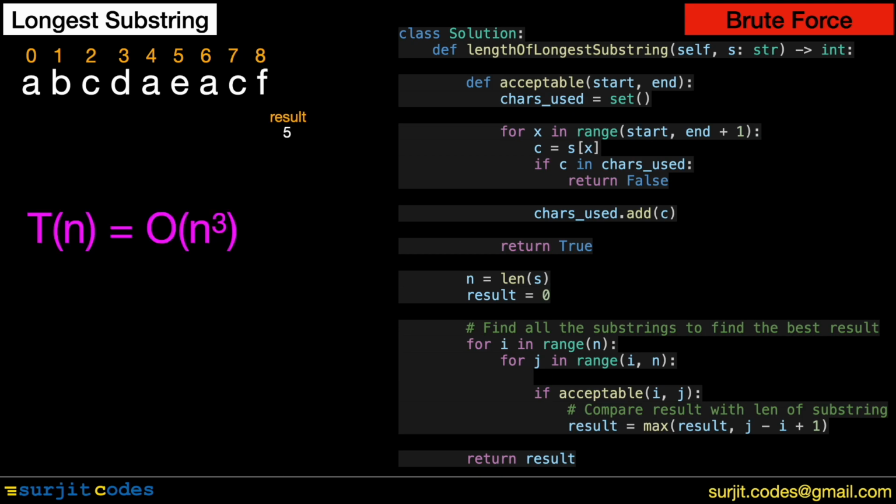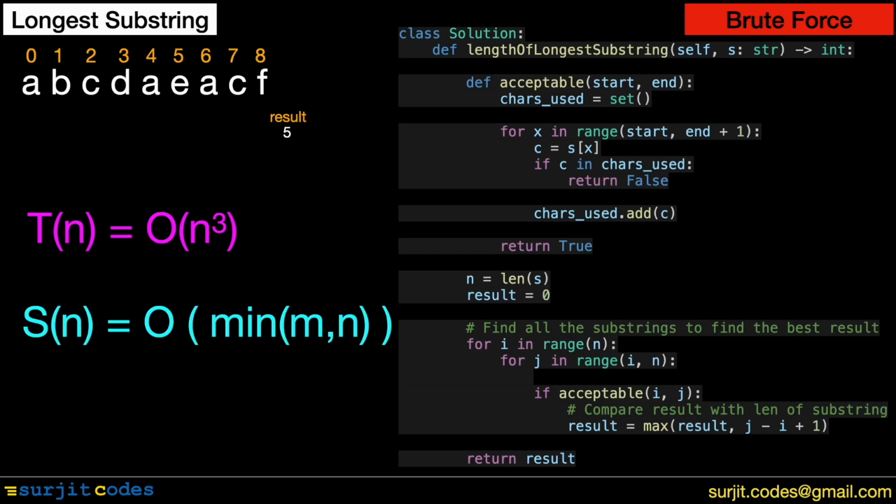Let's discuss the time complexity. Main program has 2 loops going over n, so the function acceptable is called n square times. The function acceptable has a loop that runs n times in the worst case. Hence it is linear in n, so the overall time complexity is of the order of n cube. We have used additional storage to store all the characters of the substring in a set. Hence the working memory space complexity is of the order of n, which is the maximum possible size of the substring. But this cannot be more than the size of the character set m.